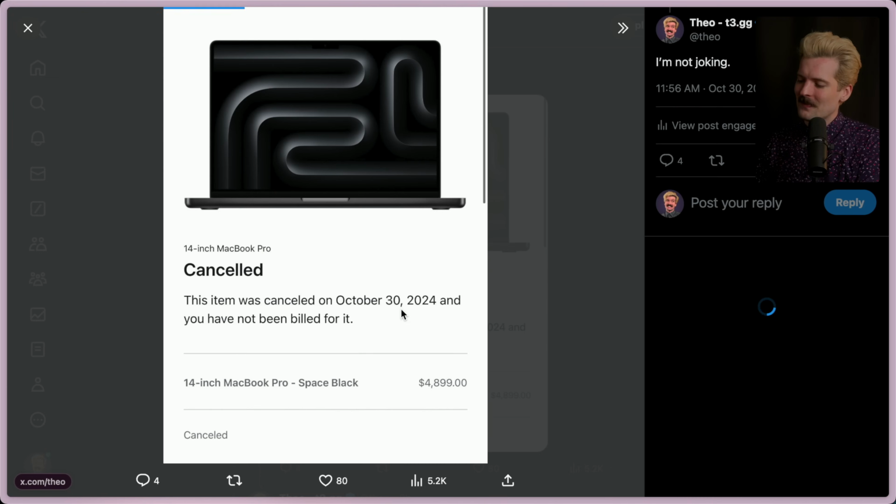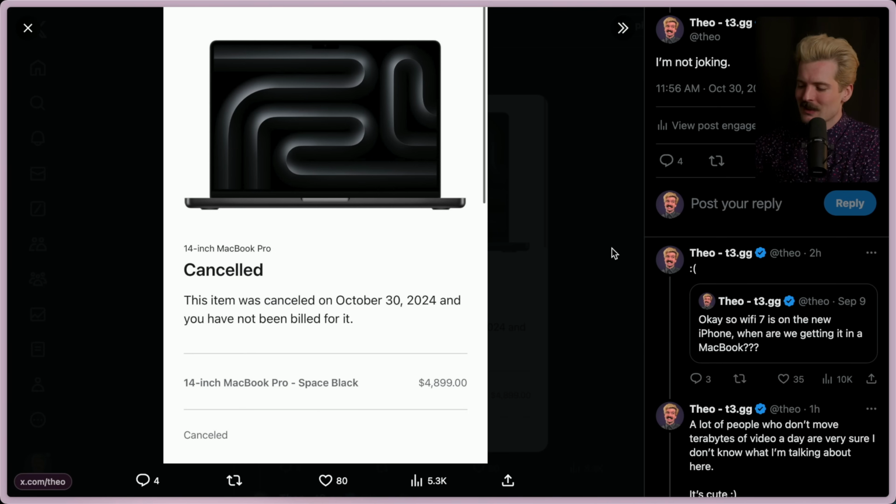I actually pre-ordered immediately because I didn't see a world in which Apple didn't get the Wi-Fi speeds up to date in the new MacBook. It was just hard for me to fathom Apple not doing that. So I ended up canceling my pre-order, which was quite annoying because I made the pre-order from the website on my phone where I wasn't signed in, so I had to attach it to my Apple account just to be able to cancel it.